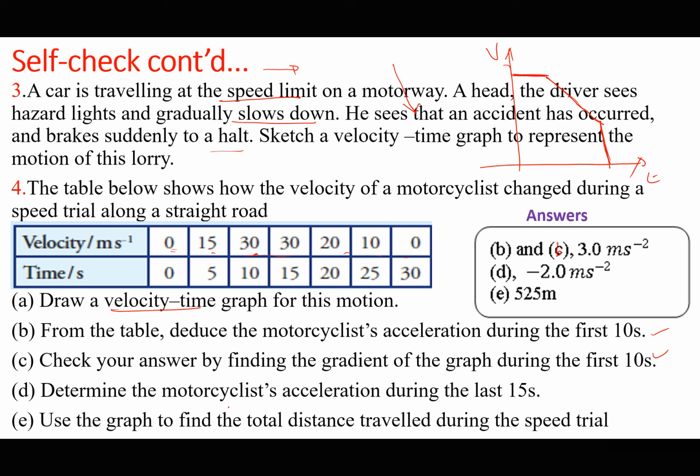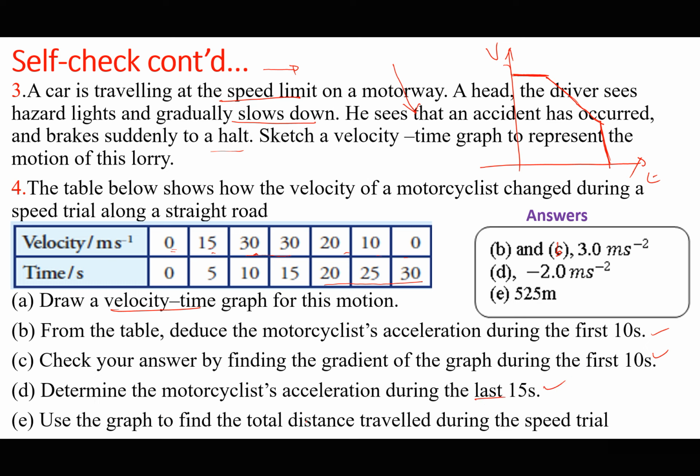Then determine the motorcyclist's acceleration during the last 15 seconds. For the last 15 seconds you should use the graph. From 20 to 30, we notice that the velocity was decreasing by equal amounts. So it is going to be 0 minus 20 divided by the 10, which is the 15 seconds. So I think the answer is going to be minus 2 meters per second squared. You can check from the graph you have plotted.